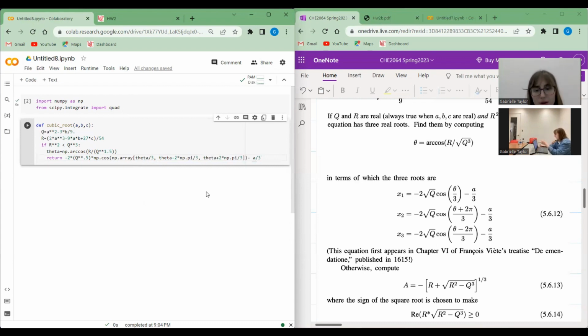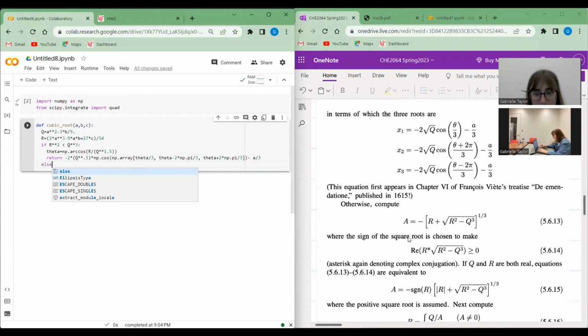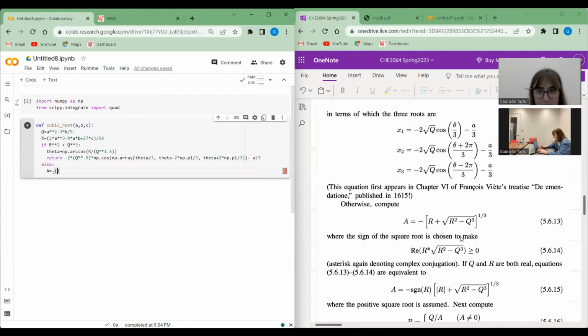What happens if it isn't real? What if it's an imaginary number? So let's go down here, and it says that we compute A here, our capital A. So let's do an else statement. Else, let's calculate A. So we're going to do negative R plus, and then we want to do the square root of R.